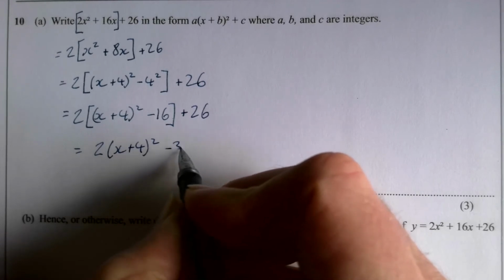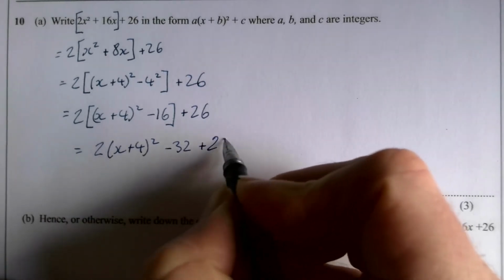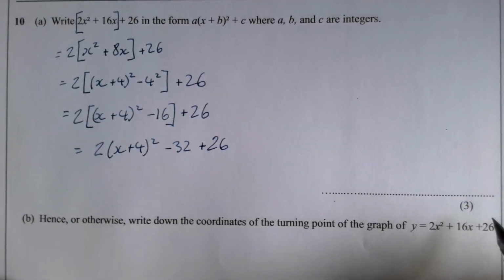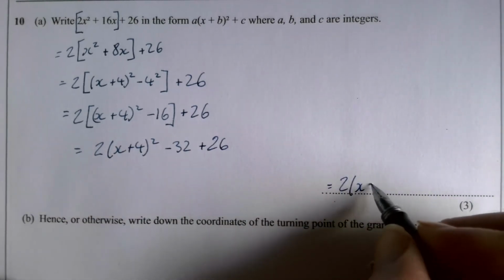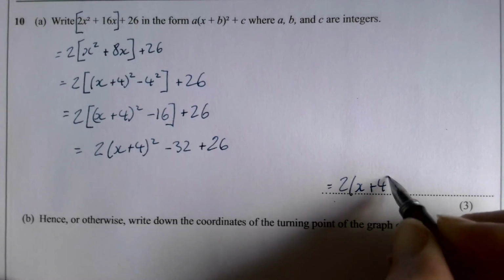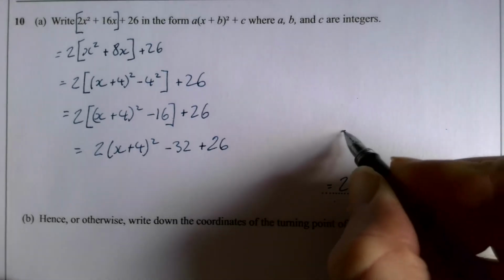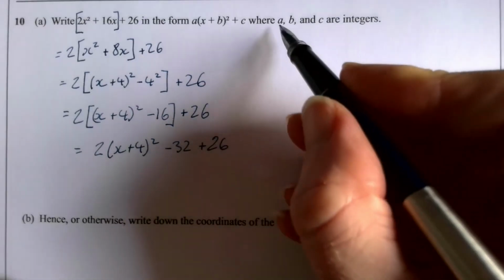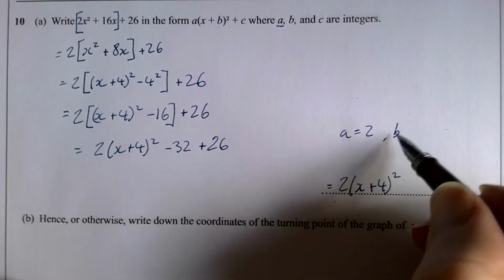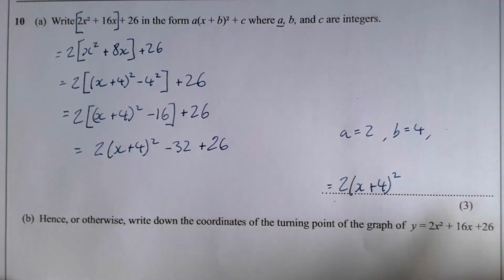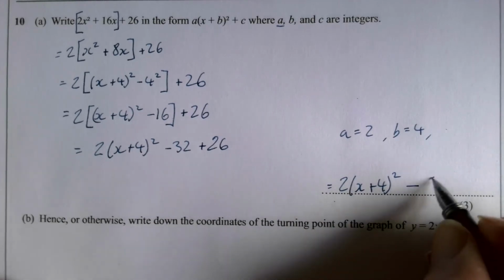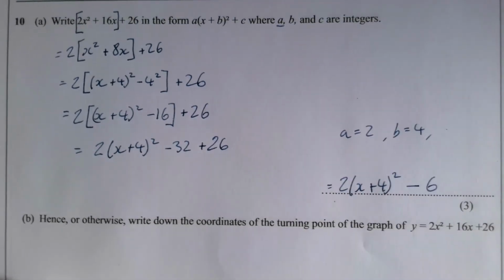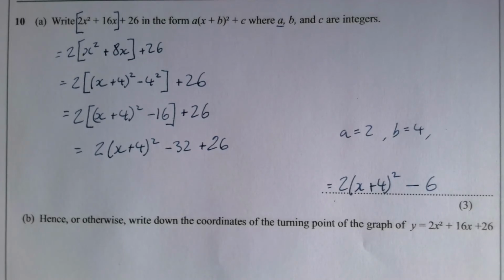2 16s are 32, and we've got the plus 26. So our final answer is going to be 2(x plus 4) squared. So our a equals 2 for that. Our b equals 4. And the c is going to be negative 6, because 26 take 32 is negative 6.